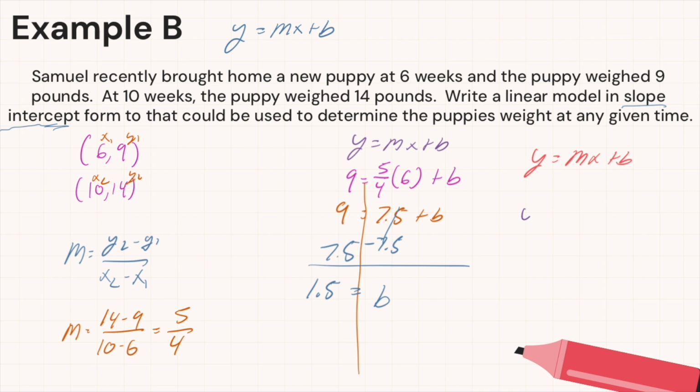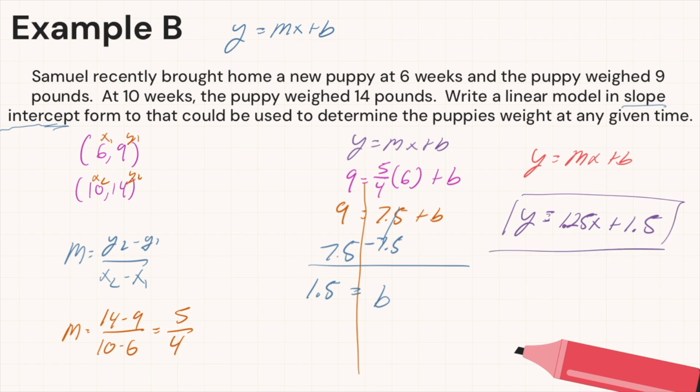So we know our y is just going to be y. Our slope is going to be 5/4. But again, we're going to be switching to decimals here because we're talking about pounds of a puppy. So 5/4 is the same thing as 1.25. So we've got 1.25x, and then we've got plus 1.5 for our b, and we are now in slope-intercept form.